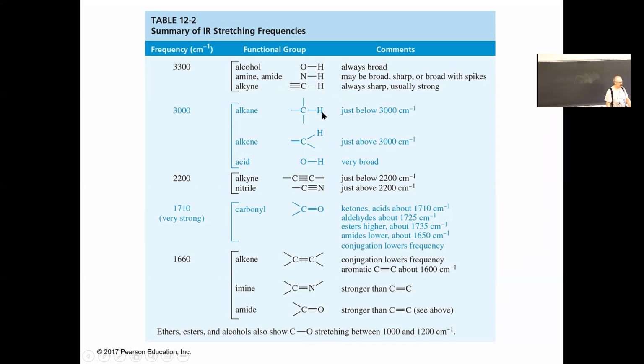Okay, saturated CH stretches will be just below 3000. Alkene CH stretches just above 3000. Carboxylic acids will be centered around 3000, but they'll be very broad. And as I said before, alkyne CC triple bond stretches will be just below 2200, whereas the nitrile will be just above. Carbonyl stretches are typically very strong, and ketones and acids will be around 1710, aldehydes around 1725. Esters will be higher, amides will be lower, and if there's conjugation, that will lower the frequency. And then we have some other characteristic bonds that show up around 1660.